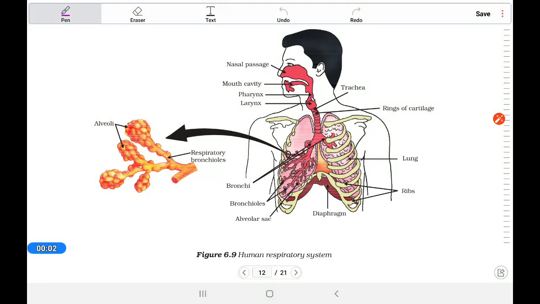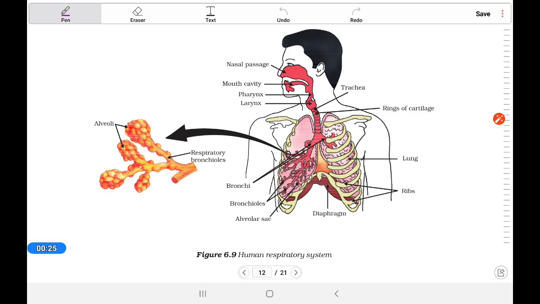Welcome to Bio class. Today is the fourth lesson. Today we are going to discuss the human respiratory system. Here in your book's diagram in front of you, you can see the different parts. First we will see the anatomy part of it.